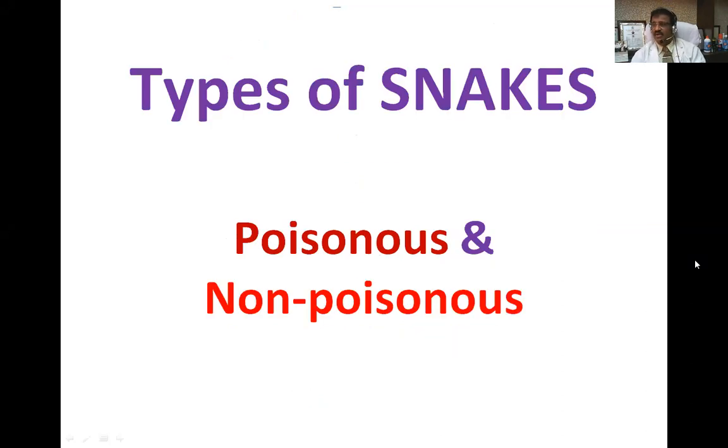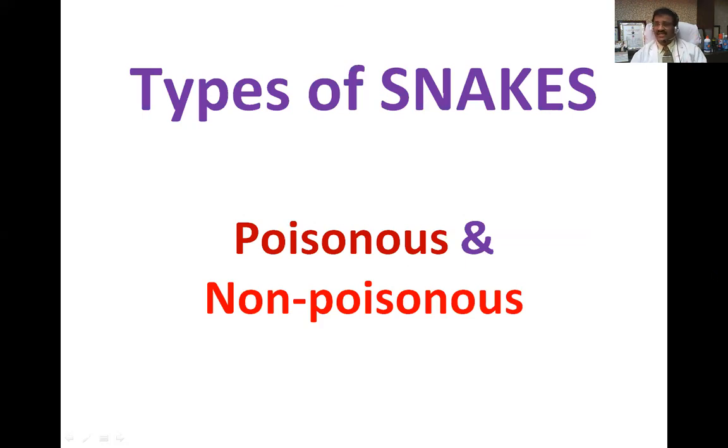Snakes are found everywhere in the world. There are almost 2,500 species of snakes found worldwide, and in India itself, we have almost 216 species of snakes. Out of those, 52 species of snakes are poisonous. That is why we have to study poisonous snakes mainly for the purpose of toxicology.